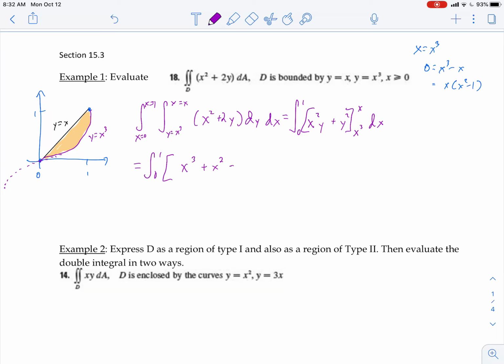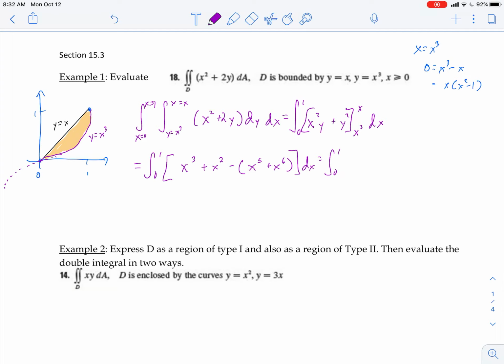And then minus, then I'm going to plug in my x cubed, and I'm going to get x to the 5th, and then x cubed squared, so x to the 6th, plus x to the 6. And that's it. I can rewrite that without the parentheses, so I'll just do that.